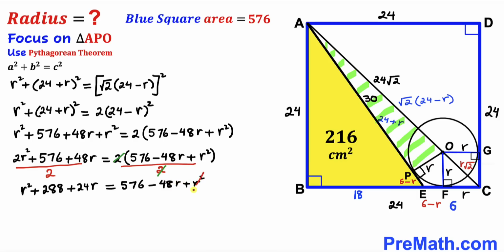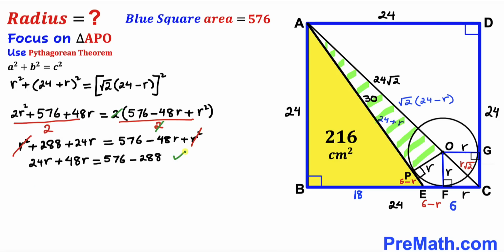And now we can see this r squared and this r squared, they are gone. And now I'm going to move this 288 to the other side, and at the very same time I'm going to move this negative 48r in the opposite direction, as you can see in this next step. Now what is on the left hand side is going to give us 72 times r equals 288.